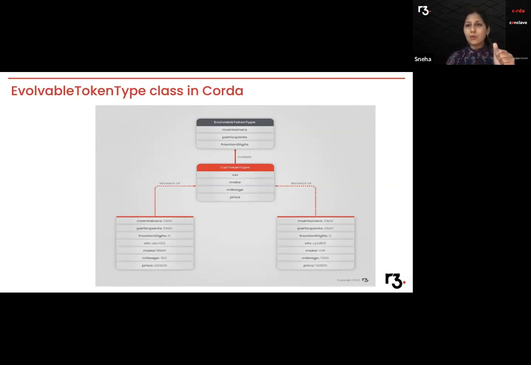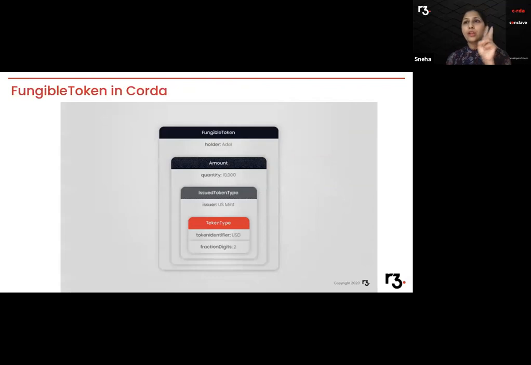So a quick recap, we just saw that there are two ways in which you can represent any asset. First, you need to see if it's fixed or evolvable. If it's fixed, then you subclass it using a particular interface, which is the token type. If it's evolvable, you subclass it using the evolvable token type interface. That's it. That's really it.